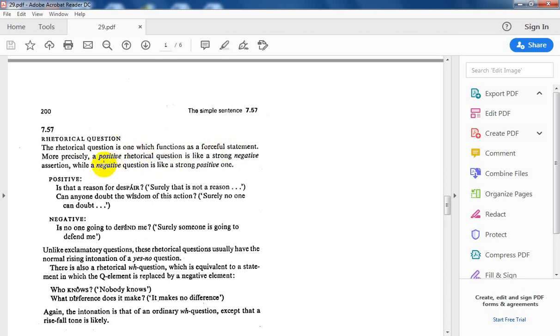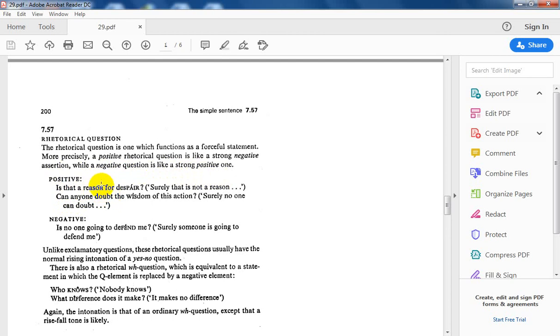More precisely, please pay more attention here. A positive rhetorical question is like a strong negative assertion. Positive, like a strong negative assertion. But a negative question is like a strong positive one.